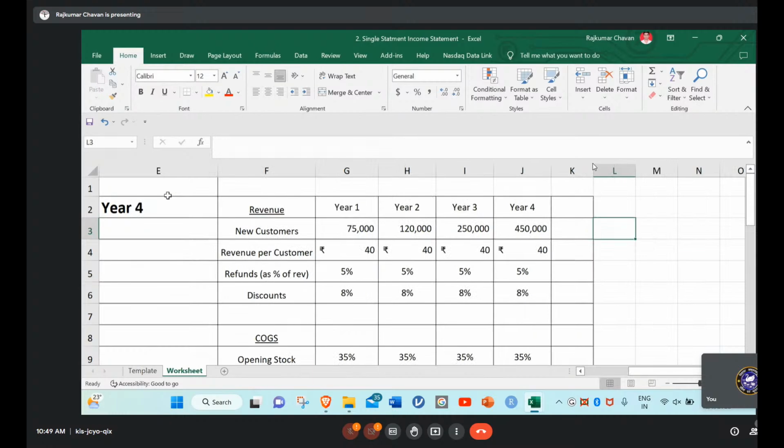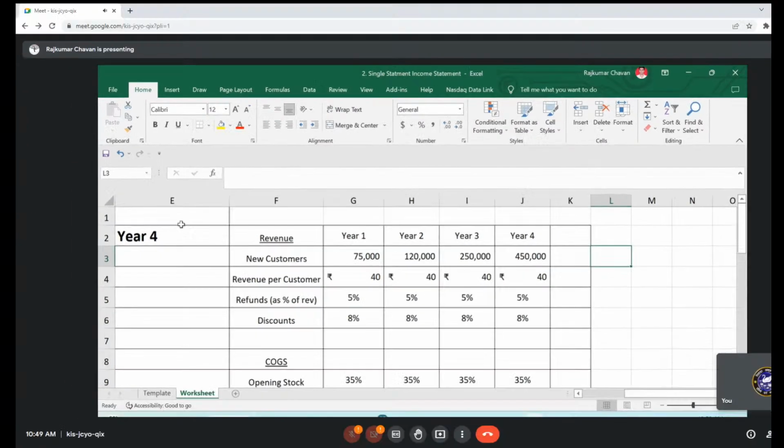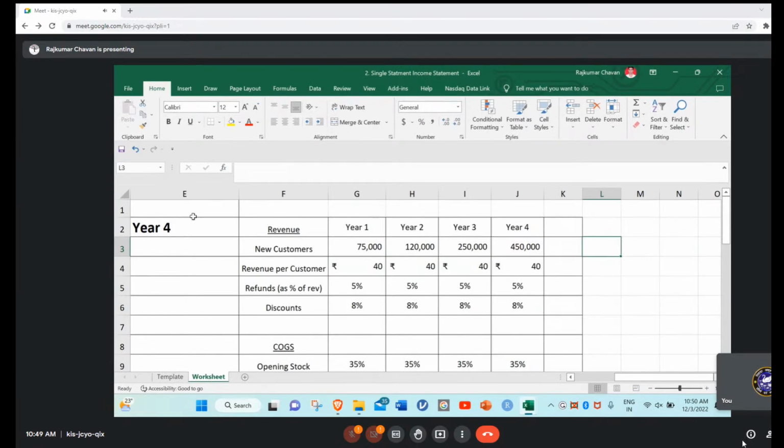Now, can you see here how to calculate sales? Let's say this is a hotel business. In a year, 75,000 customers visited, and revenue per customer is 40 rupees. So it means from every one customer we have earned 40 rupees. So 75,000 customers means how much do we have to calculate? So now how to calculate this?